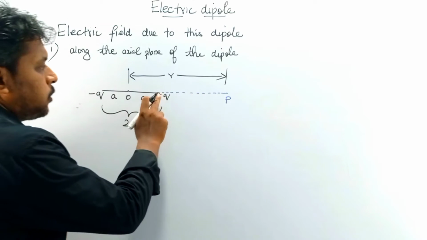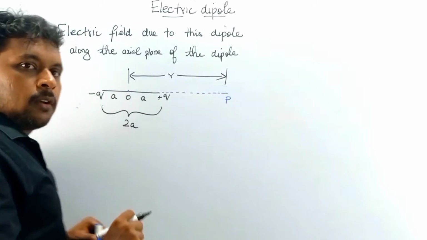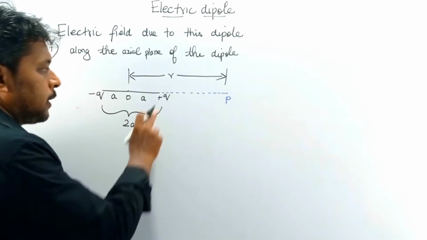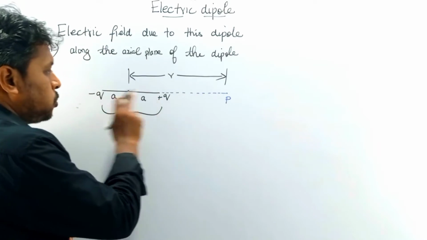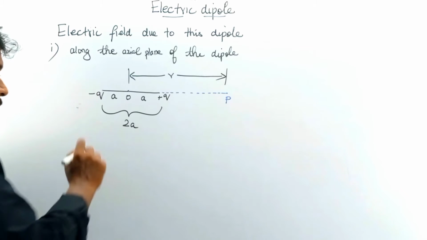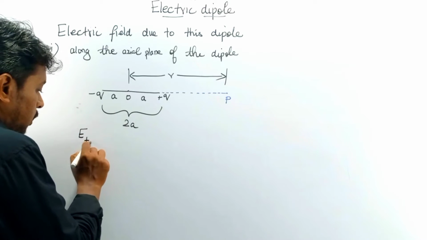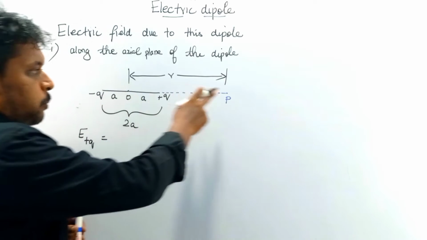Here we have two charges, one is plus Q and the other minus Q. We have to find the electric field due to this plus Q and minus Q at this point P. With respect to these two charges, what is the net electric field at this point P? First we will find the magnitude of the electric field due to each charge at this point P.